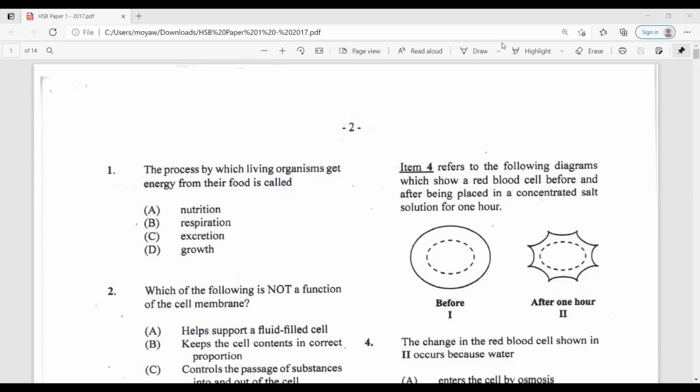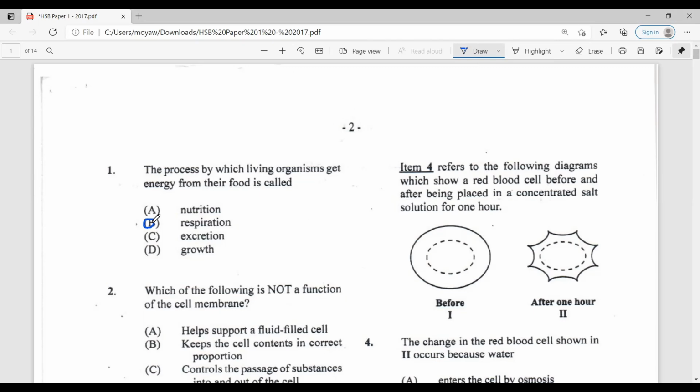So let us begin. Question 1. The process by which living organisms get energy from their food is called: A, nutrition; B, respiration; C, excretion; D, growth. So this is a really easy one. We should all know that the answer is respiration, because respiration is the process by which oxygen is used to break down glucose to give us energy.